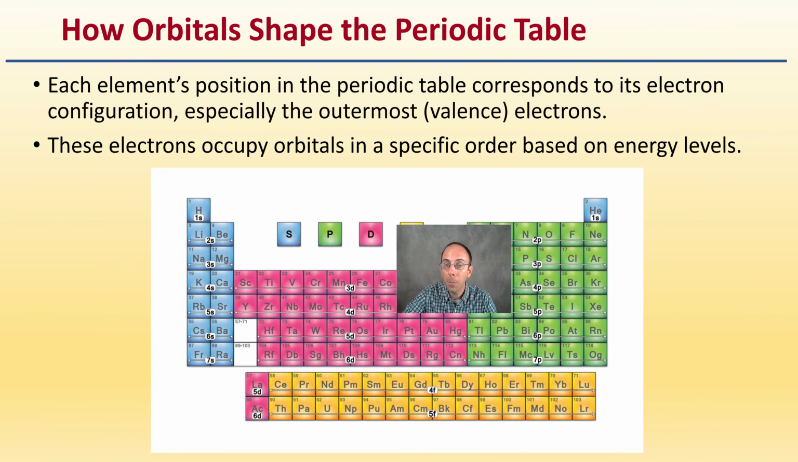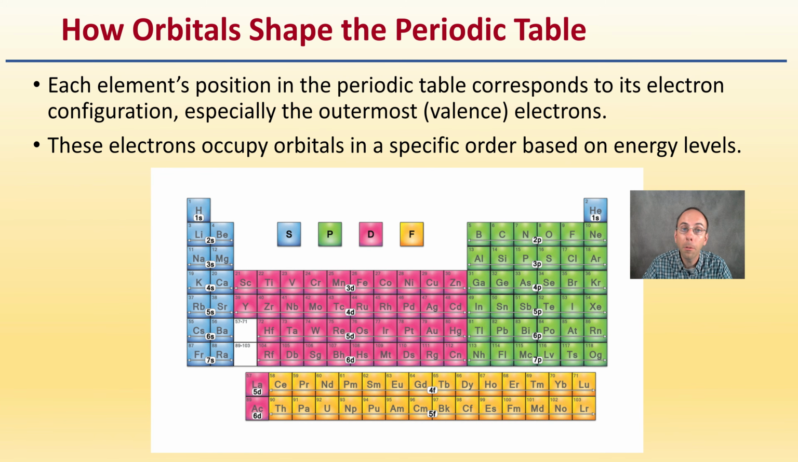So how orbitals shape the periodic table, as I showed you on that first slide: each element's position on the periodic table corresponds to its electron configuration, especially the outermost or valence electrons. These electrons occupy orbitals in a specific order based on energy levels, and we organize them in the periodic table into the s block, which we can't forget about helium, the p block, the d block, and then the f block down here. So it's important to understand when we're identifying these elements where these orbitals are exactly existing, and we can utilize the periodic table to help with that.